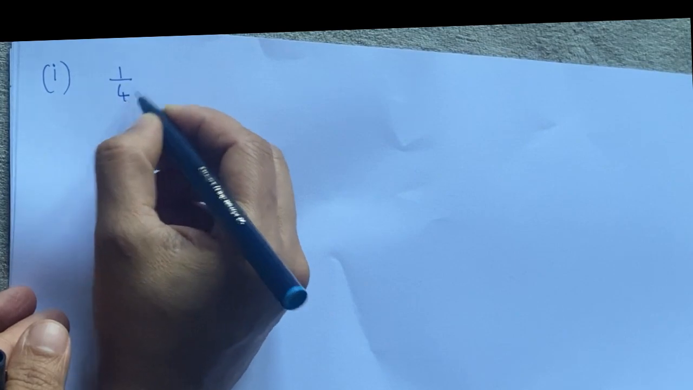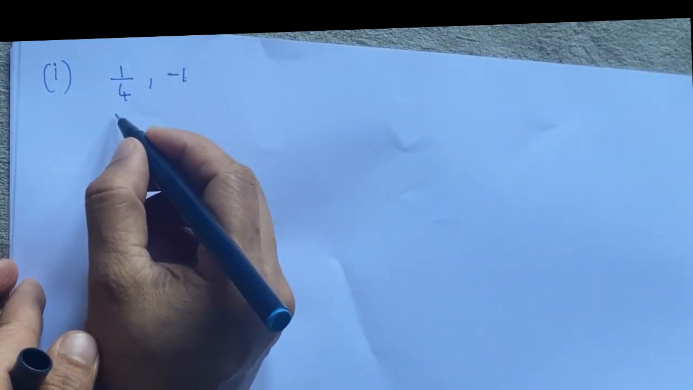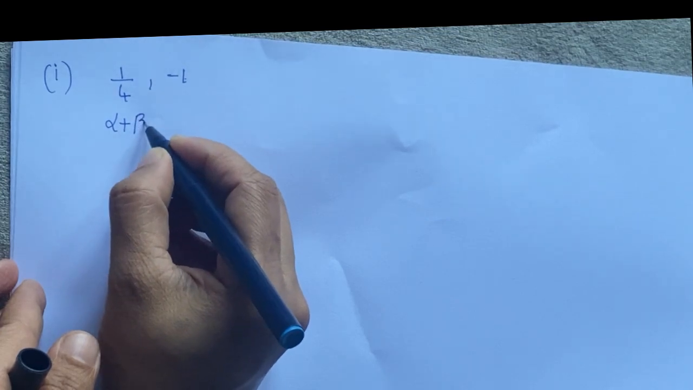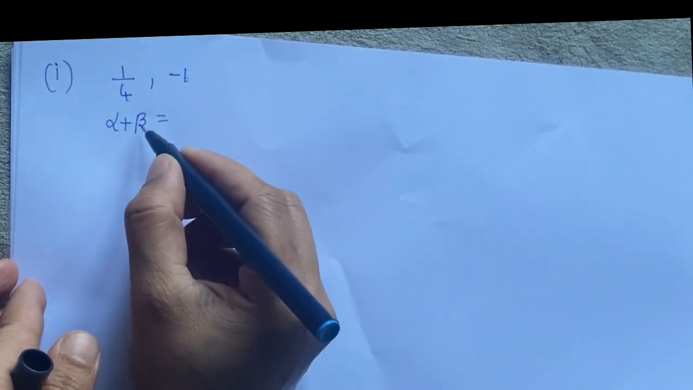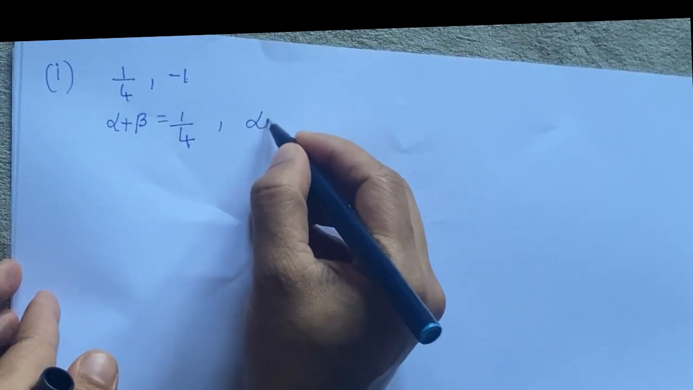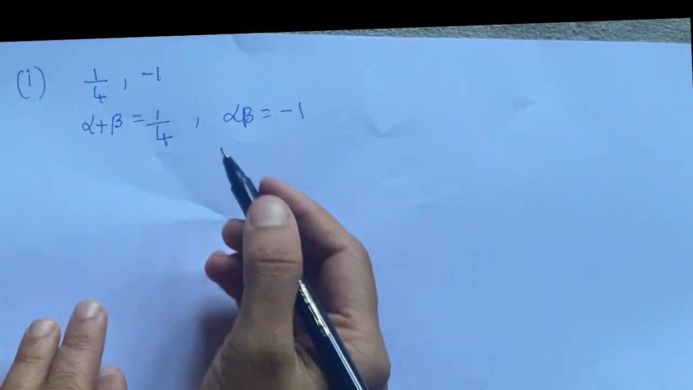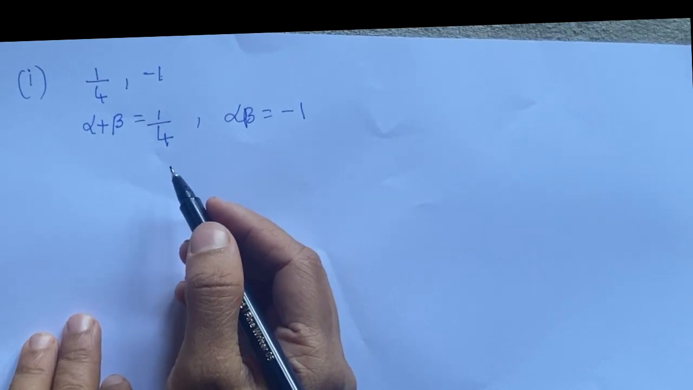Question number 2, the first question, 1 by 4 and minus 1. They have given the product of the zeros as minus 1 and the sum of the zeros as 1 by 4. If alpha and beta are the zeros of the polynomial, then alpha plus beta, the sum, is 1 by 4 and the product alpha into beta is minus 1. They have given these two. Our aim is to find the polynomial. We don't know what the polynomial is.